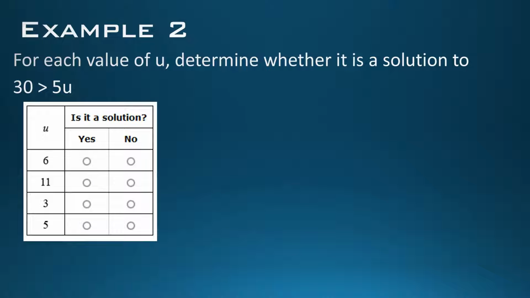Okay, example 2. For each value of u, determine whether it's a solution to 30 is greater than 5u. Now this one we're going to have to actually do a little bit of work. 30 greater than 5u. Well, we got to put 6 in the place of u. So 30 is greater than 5 times 6, which is 30. Can 30 be greater than 30? Nah. How about 30 greater than 5 times 11? Well, 5 times 11 is 55, so that's also a no.